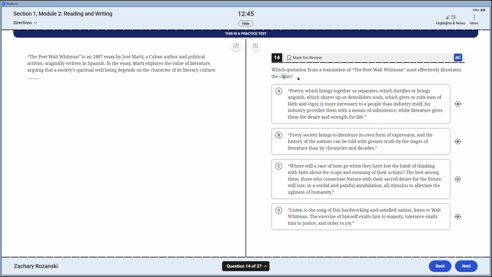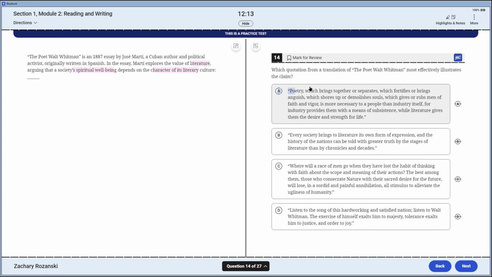Disgusting. Another claim question, and these look so long and chunky. That's okay. We only have 3 questions left. We could spend 4 minutes per question, but it's not going to take that long. I read the claim: explores the value of literature. Literature does matter, arguing that society's spiritual well-being depends on the character of its literary culture, right? Huge claim. So literature matters for the health of a nation, right? The health of a society.